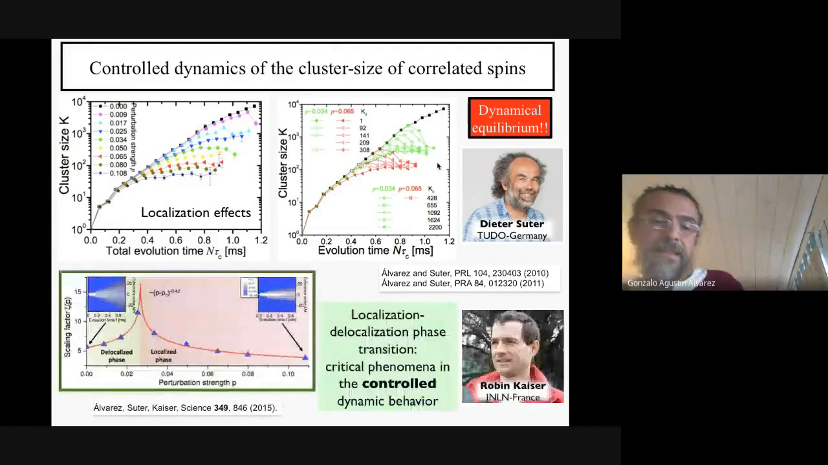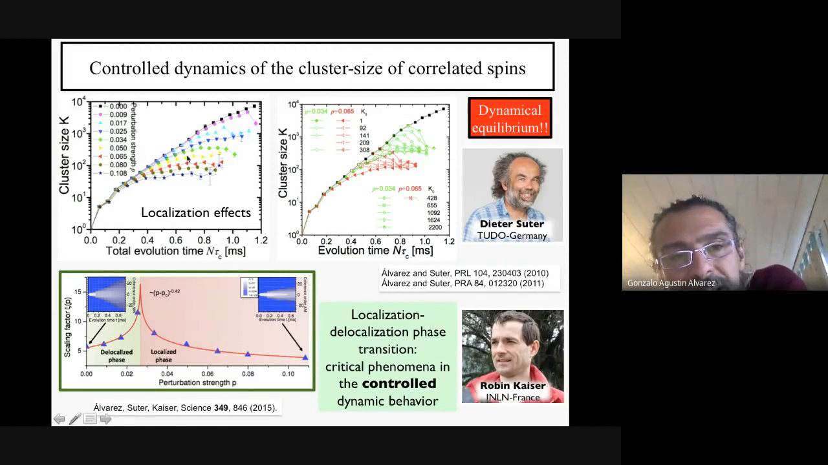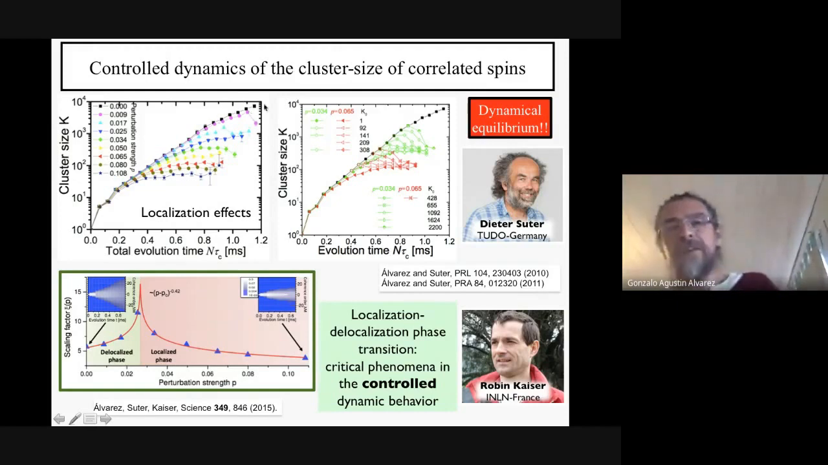And something very interesting, that we did together with Robin Kaiser. Before we were working with Dieter Suter, and then we started to collaborate with Robin Kaiser. We found that if you look at this experiment, when the perturbation is very large, there is clear evidence of localization. But when the perturbation is very weak, it's not easy to see if there is localization or if the dynamics is delocalized, because at perturbation equal to 0, the information can propagate indefinitely as a function of time in a controlled way.